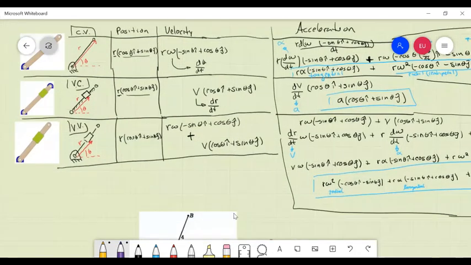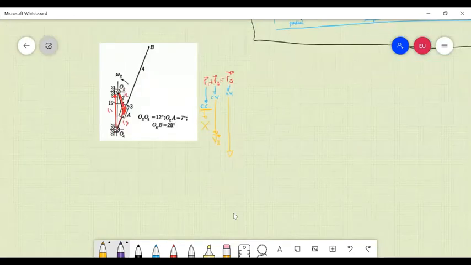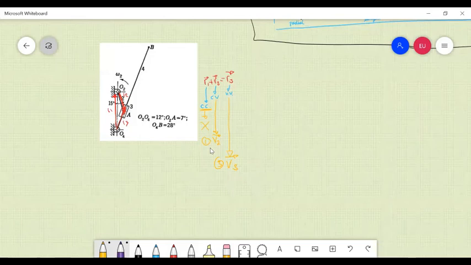Let me complete the notes. This is the first one, and this is the third one. You know what these numbers will mean. If I derive this with respect to time and this with respect to time, which type of acceleration vectors do I have? Of course, this is the first one and this is the third one.